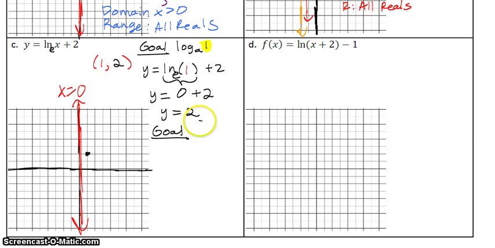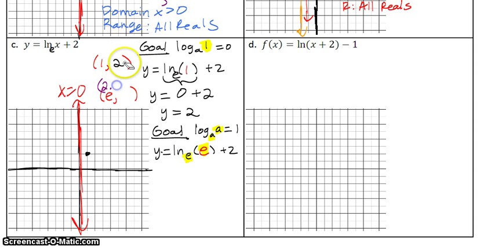To find my other point, I'm using this property: log base a of a is equal to 1. Here's my equation this time. When I say log base a of a, I want this to be the same as this. Now the base happens to be e, so I want to put an e in here. It seems weird, but e is really approximately 2.7. So if I put an e, really I'm saying x equals 2.7. Because this and this are the same, that whole thing is equal to 1, and my y value this time is 3. So 2.7 comma 3 is my second point.